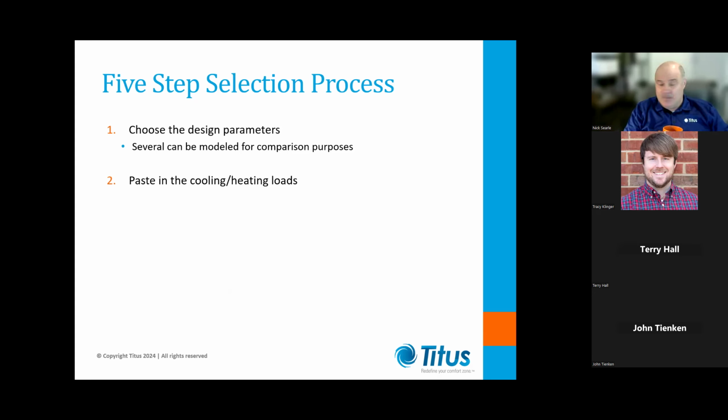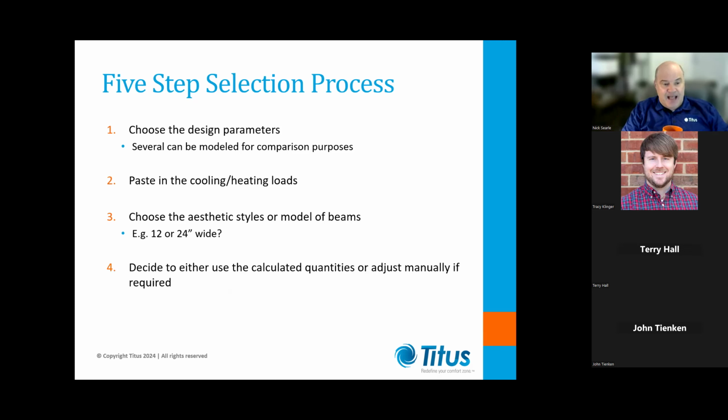And then it becomes very easy. It's an automated process. We just choose the aesthetic style of the chill beam. Typically you choose either a 12-inch wide or a 24-inch wide active chill beam unit, and then decide what quantities you're going to use in those spaces. The chill beam selection software suggests quantities for you, but you can choose to use those or just enter in your own quantities that you choose for the space. And then you simply press the rapid select button.